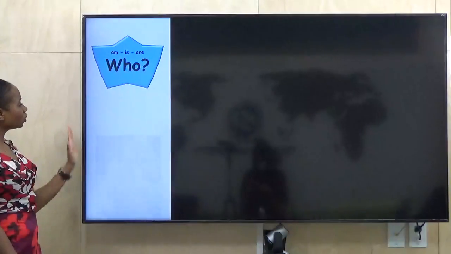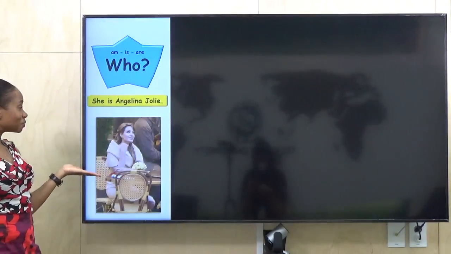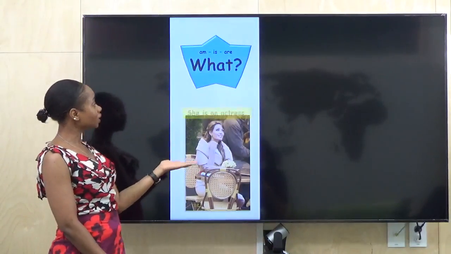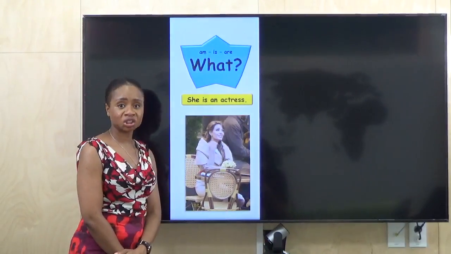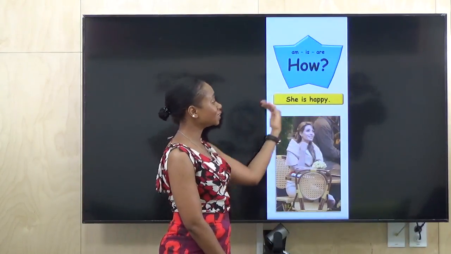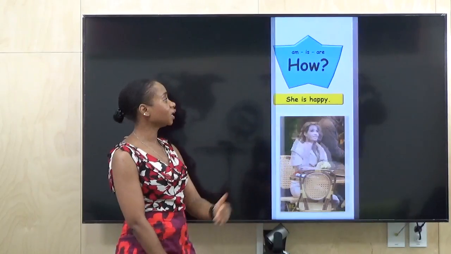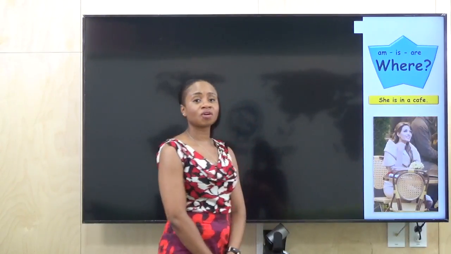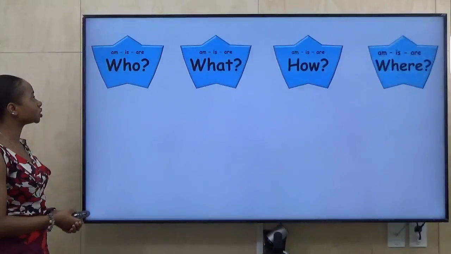Okay. Number one, who? Famous actress. She is Angelina Jolie. What? She is an actress. Okay. How? She is happy. How is she feeling? Okay. Where is she? She is in a cafe. Okay, so we can use be verbs to answer these questions.